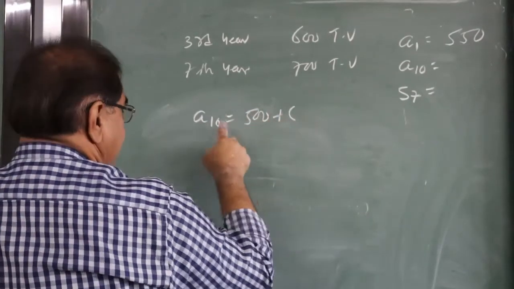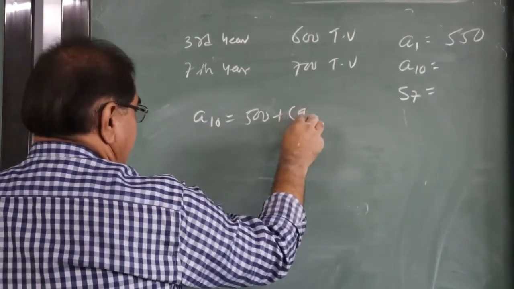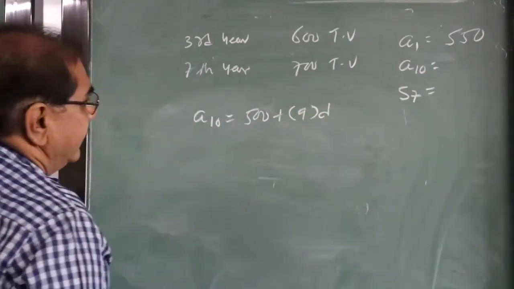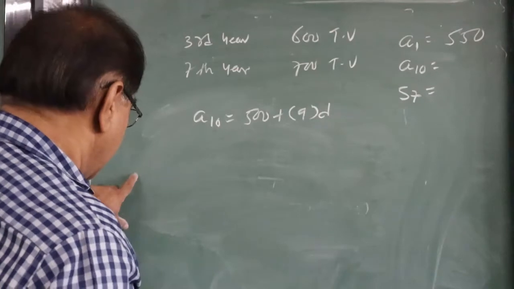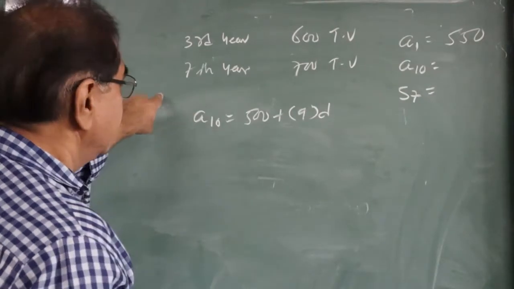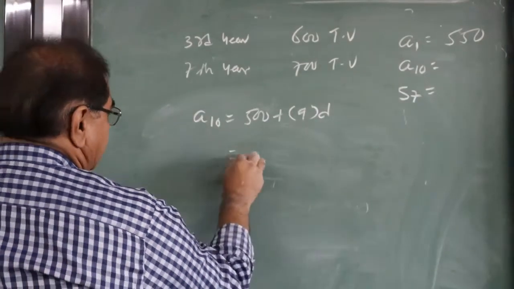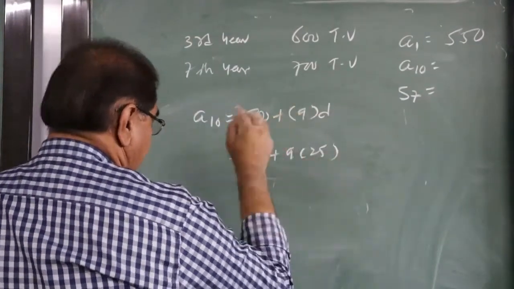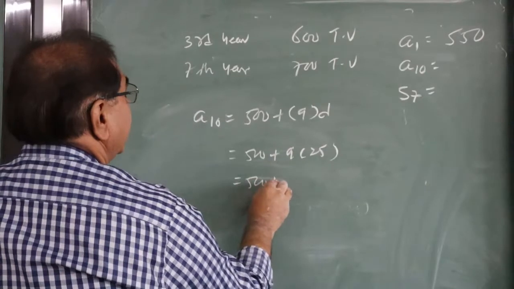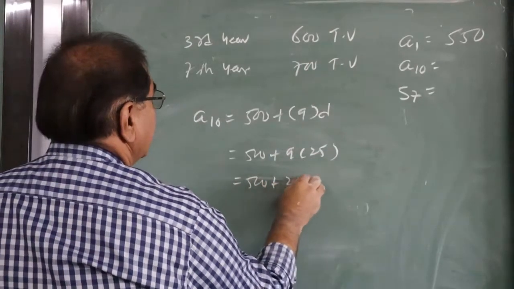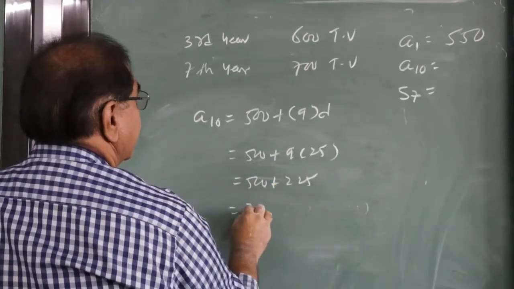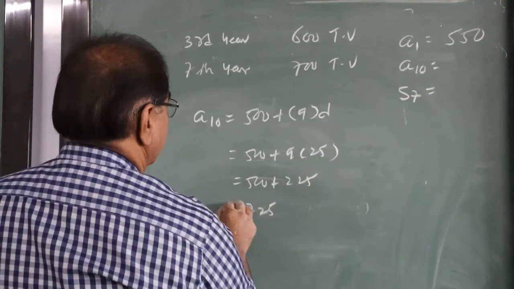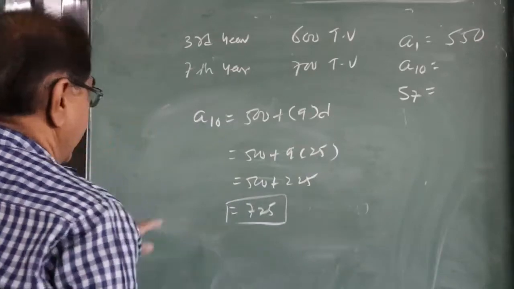550 plus n minus 1, 10 minus 1, 9, into the difference. Okay. So just now I think we found a difference. So it is 500 plus 9, we found a difference of 25, if you remember. So 500 plus 25 nines are 225. So it is 725. So this is your answer, A10.